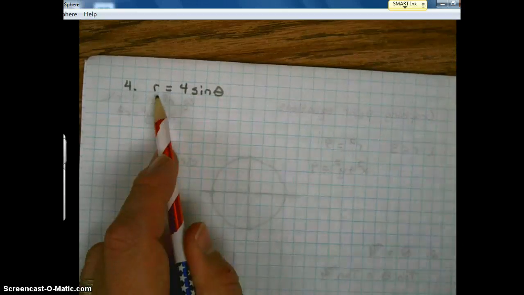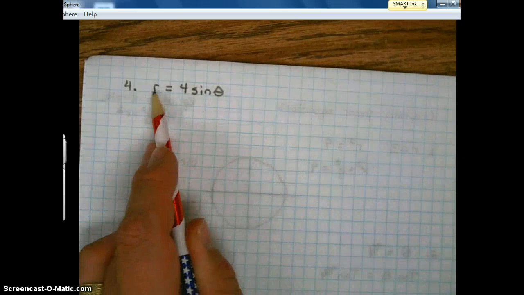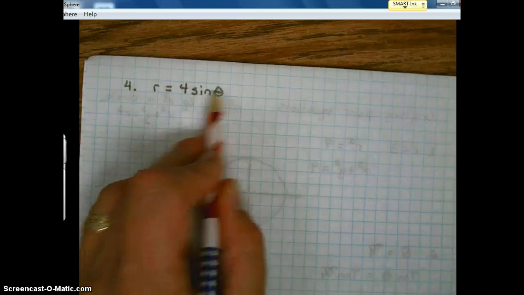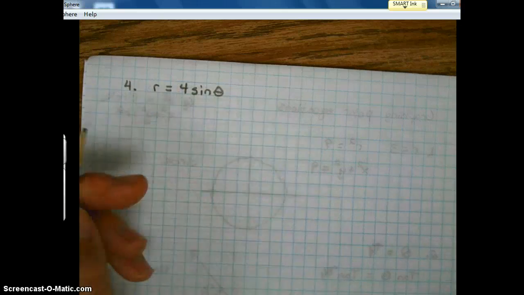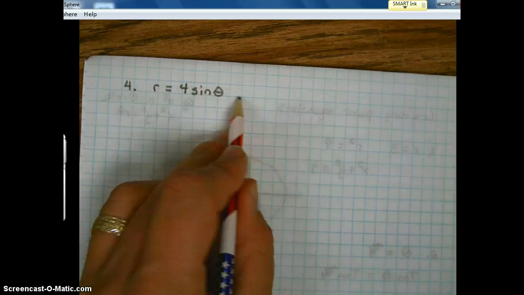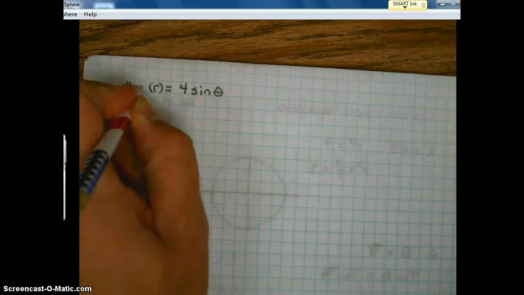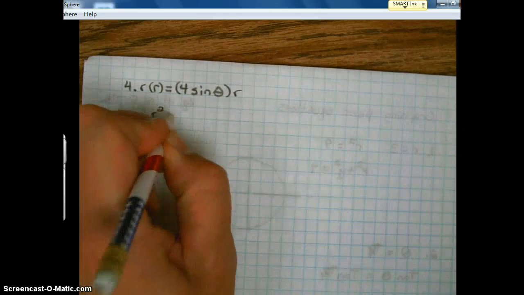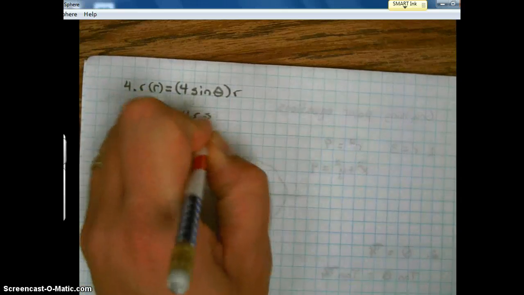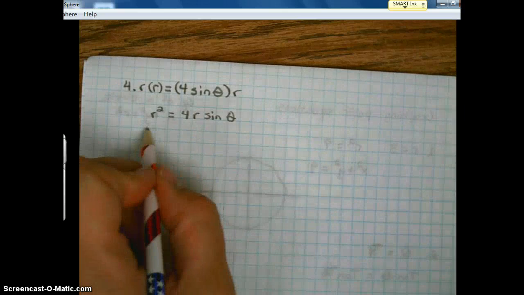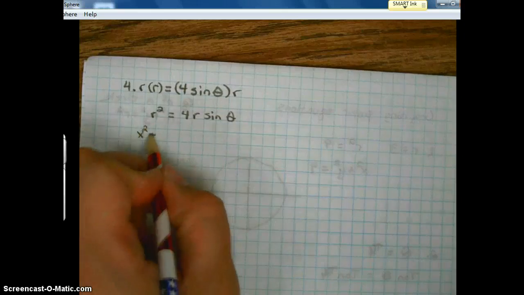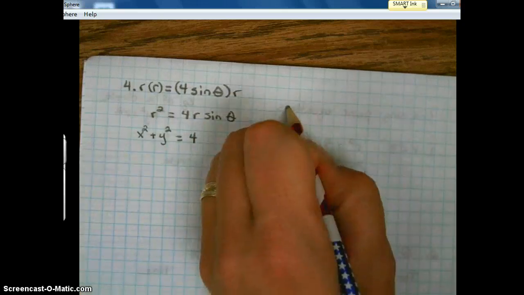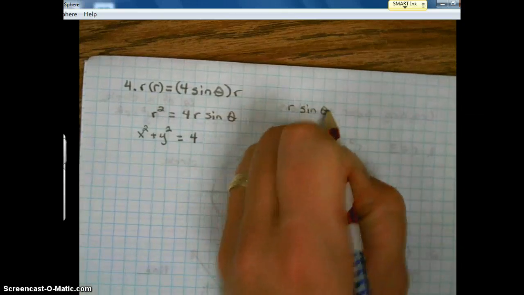Okay, so next example. In this case, we don't want to square both sides. Yes, we'd get an r squared here, but we'd get 16 sine squared, and there's really not much we can do with that. So what we want to do here is multiply both sides by r. That's another way that we can get r squared. So we get r squared equals 4r sine theta. r squared converts to x squared plus y squared, equals 4 times r times the sine of theta. Recall that r times the sine of theta is equal to y.